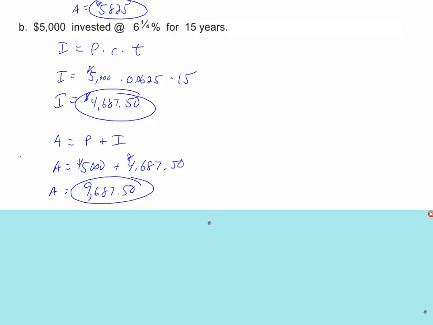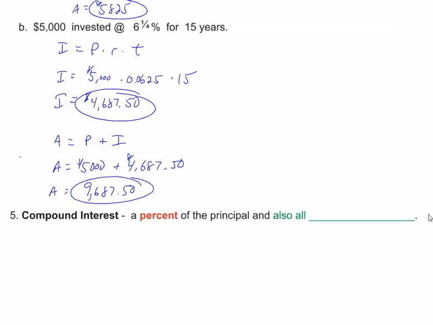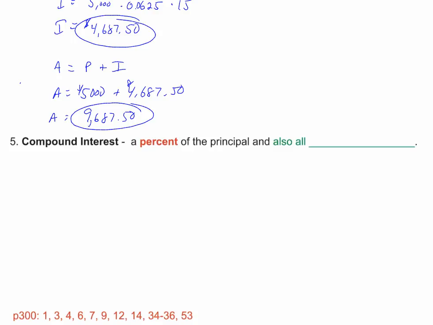People use the stock market. Sometimes you can get 6.25% in one day. The problem is, sometimes you can get negative 6.25% in one day. So, and again, the time is a factor as well. This was for 15 years worth. Any other questions on that one? Okay, so I just want to finish up with the concept again of compound interest. A percent of the principal and also all interest.